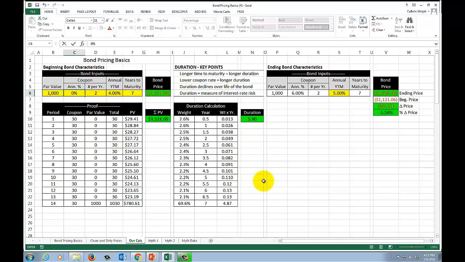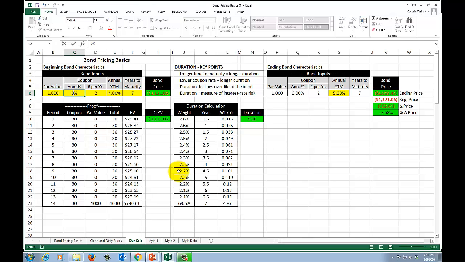I want you to think for a second about what's going to happen to this table right here. And because of what's going to happen to this table, I want you to think about what will happen to the weights. If I make this a 0 coupon bond, what will happen to those weights? And therefore, you might be able to guess the duration of this bond without me even calculating it. Take a second and think about that.